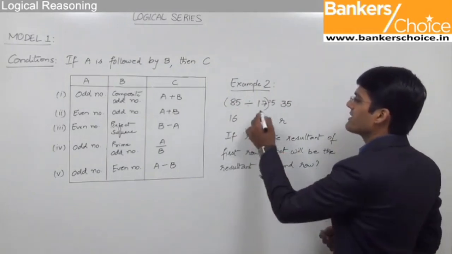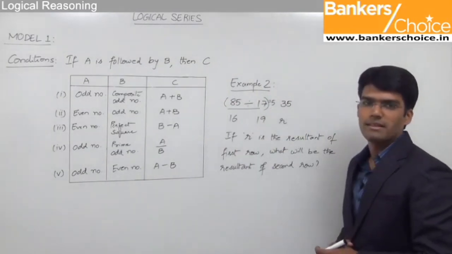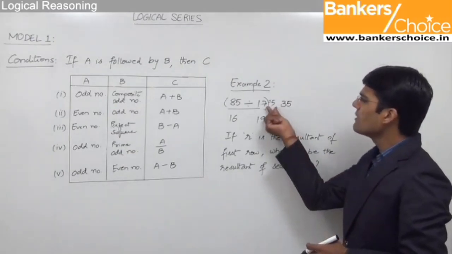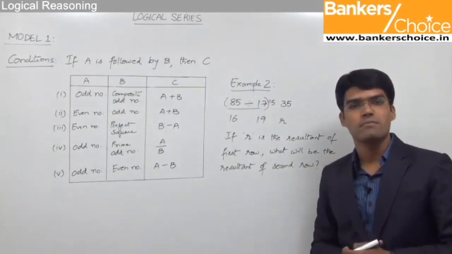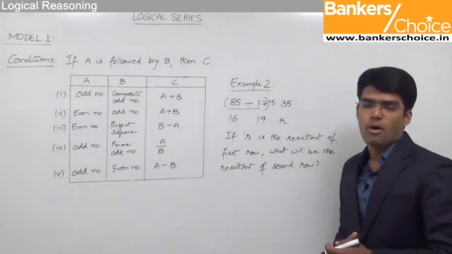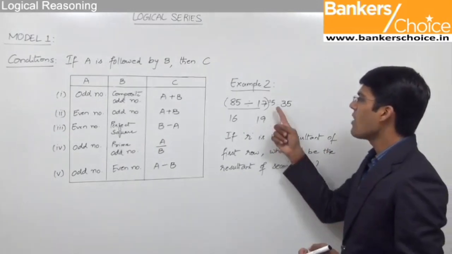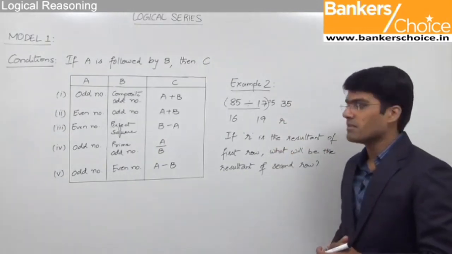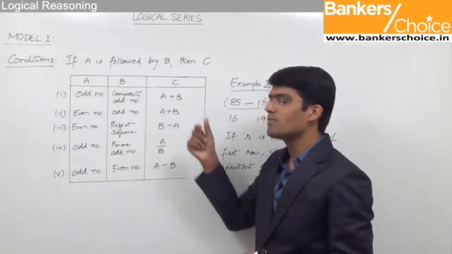So now we can just leave these two numbers, and the two numbers in the first row are 5 and 35. Again odd number followed by another odd number, but we need to check whether 35 is prime or composite. Now 35 here is a composite odd number because it has got more than two factors. So we can say that odd number followed by composite odd number, and the condition applicable is condition number 1, that is they are to be added.